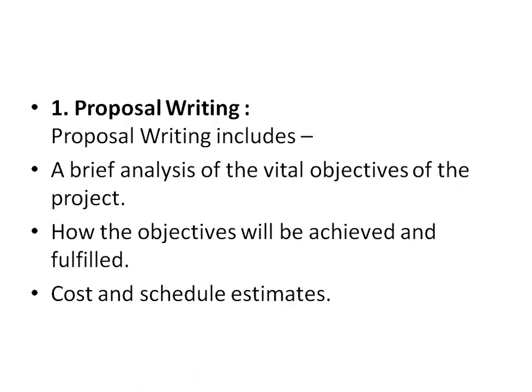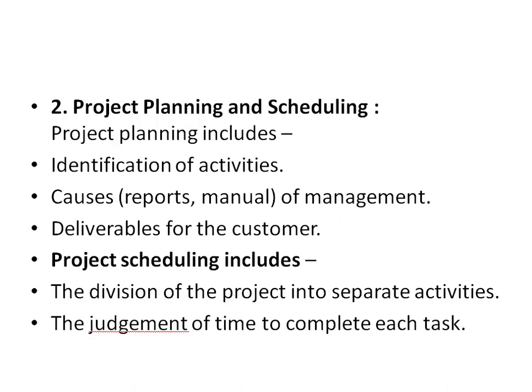In proposal writing, you give a brief analysis of the vital objectives of the project, how the objectives will be achieved and fulfilled, and the cost and schedule estimates. Project planning and scheduling includes the identification of activities, resources for reports and manuals, and deliverables for the customer. Project scheduling includes the division of the project into separate activities.